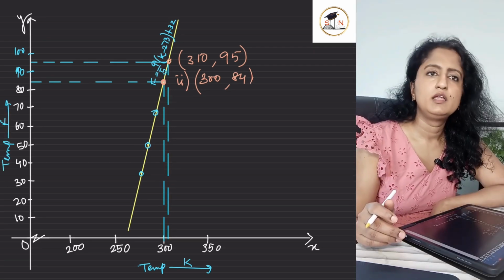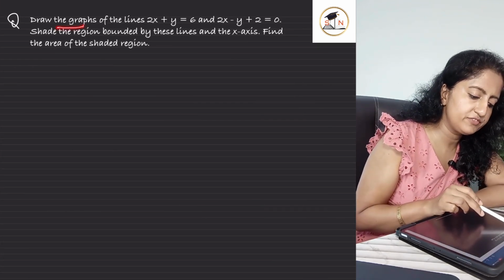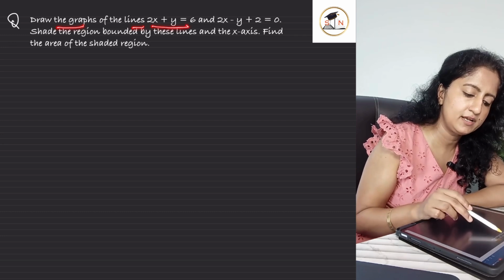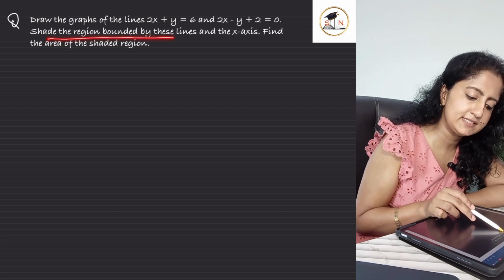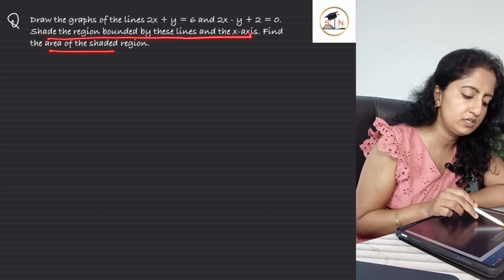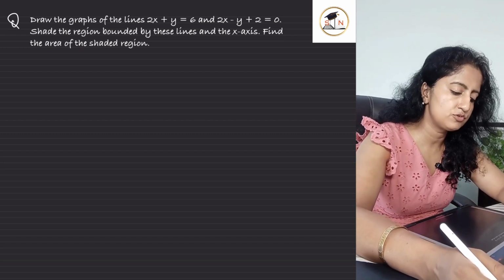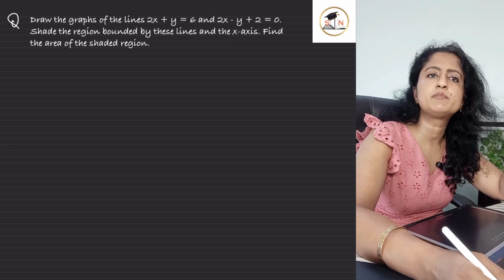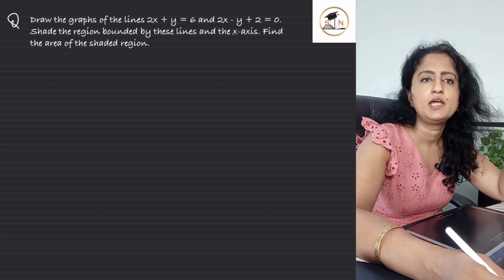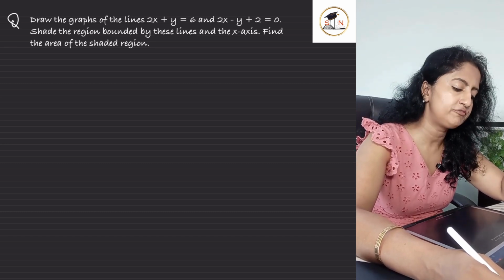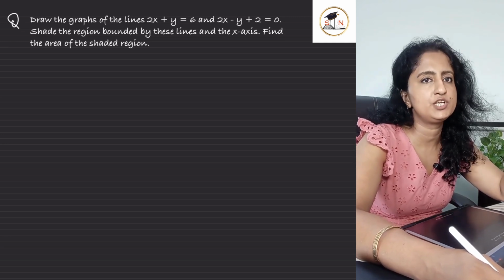Fine. Now let's start with the next question and the last for this video. Draw the graphs of the lines 2x plus y equals 6 and 2x minus y plus 2 equals 0. Shade the region bounded by these lines and the x-axis. Find the area of the shaded region. So what are we supposed to do? There are two lines given to us. We are supposed to draw them on the graph. And then we are supposed to shade the region that is going to be enclosed by these lines and the x-axis. And once we have shaded the area, we need to calculate the area of that shaded region.